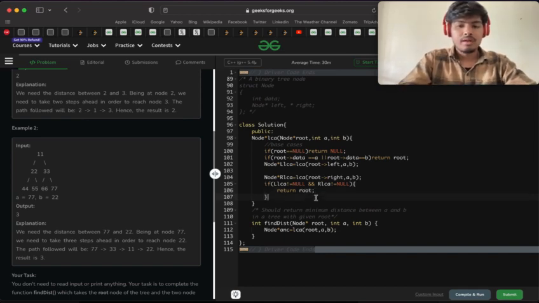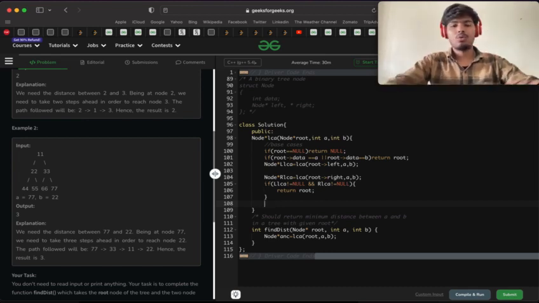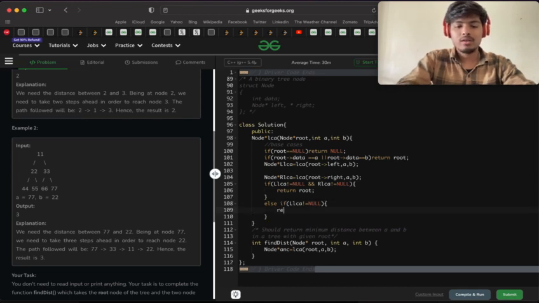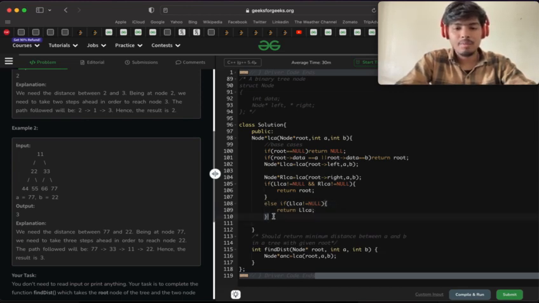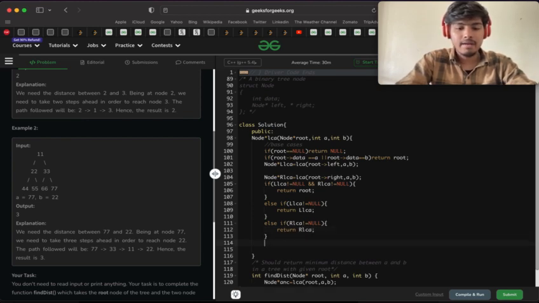या अगर मेरा लेफ्ट वाला भी नल नहीं है और राइट वाला भी नल नहीं है, तो मेरे पास दोनों हैं, तो मैं रूट रिटर्न कर दूंगा। एल्स केस में इसको कॉपी कर लेते हैं, लेफ्ट एलसीए इज नॉट इक्वल टू नल, अगर मेरा ओनली लेफ्ट एलसीए है तो रिटर्न लेफ्ट एलसीए कर दूंगा, क्योंकि लेफ्ट एलसीए पड़ा हुआ है। इन एल्स इफ केसेस, copy this and paste this, and if a right LCA exists, only right LCA exists, then return right LCA, and if in else case we will return null.